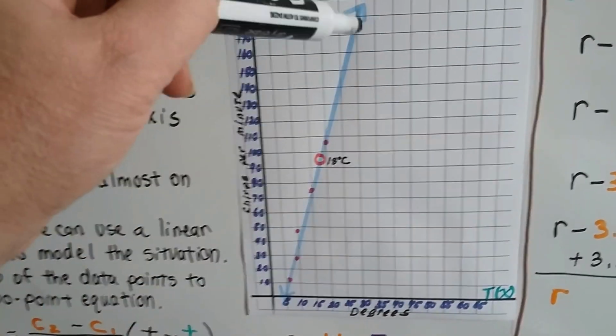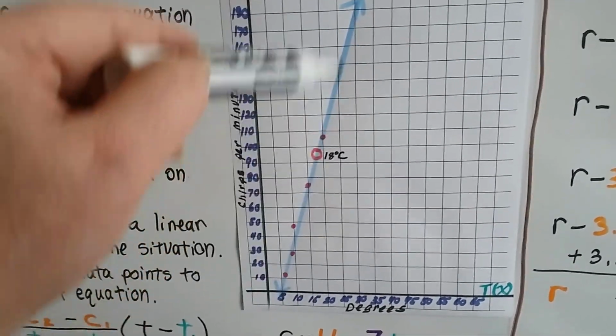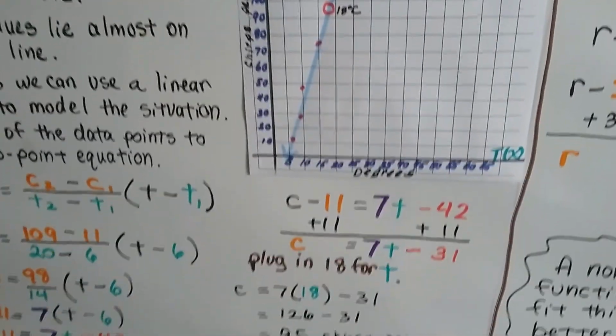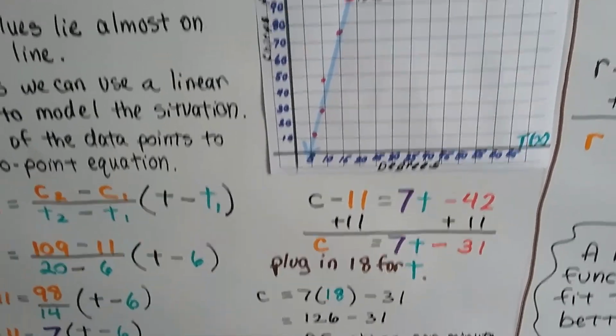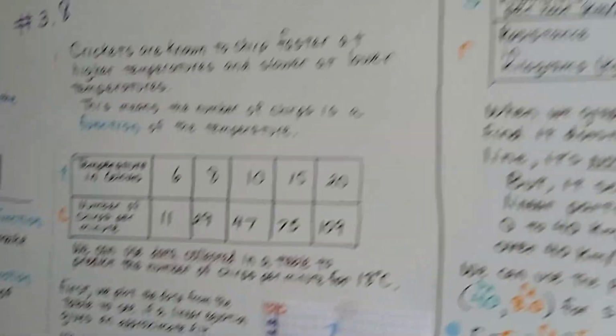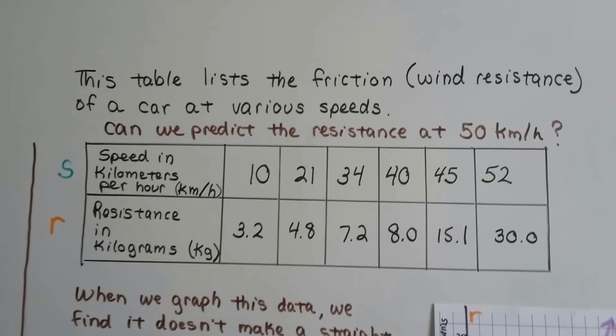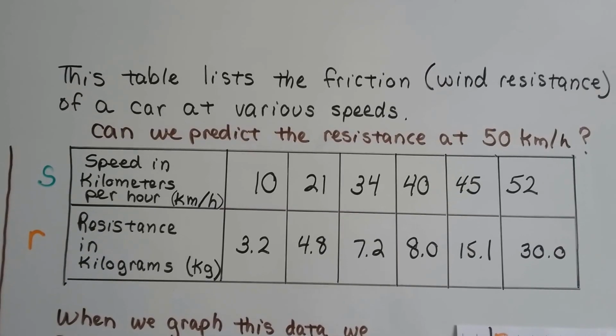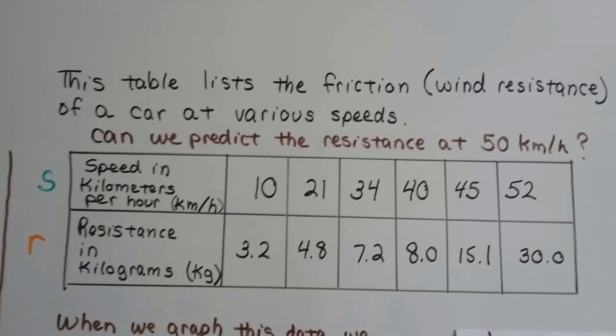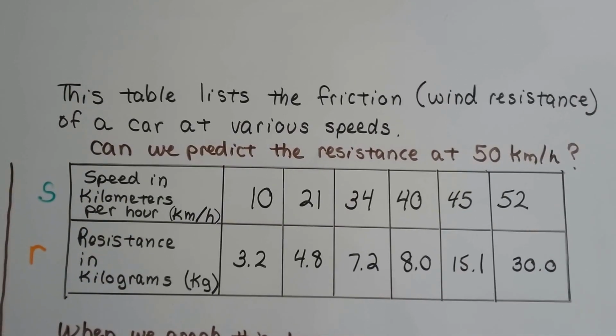We could do it up here. We could use this as a trend line, couldn't we? All right, we talked about trend lines in 8th grade. Okay, so this one's a little bit different. This table lists the friction, the wind resistance, of a car at various speeds. Can we predict the resistance at 50 kilometers per hour?